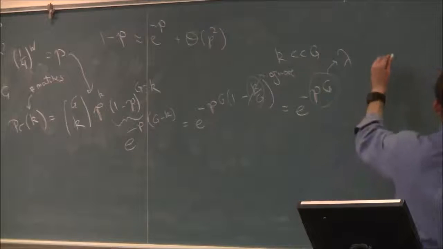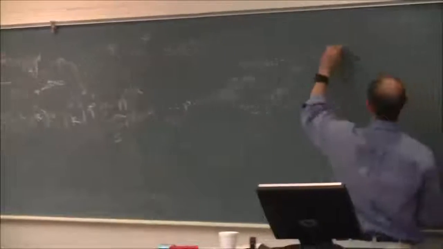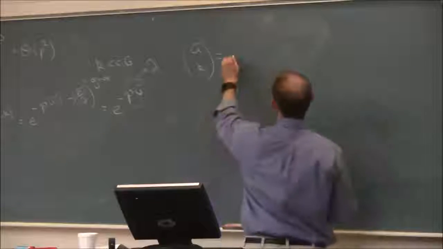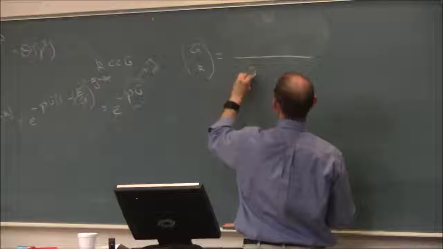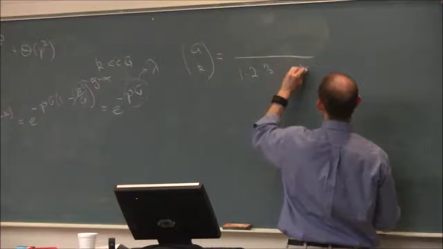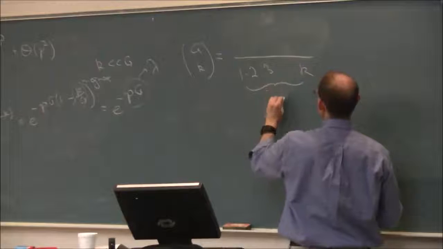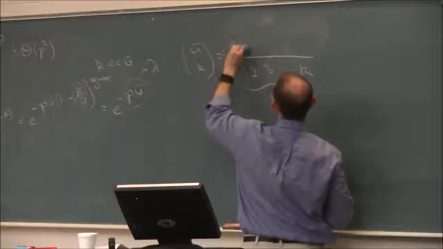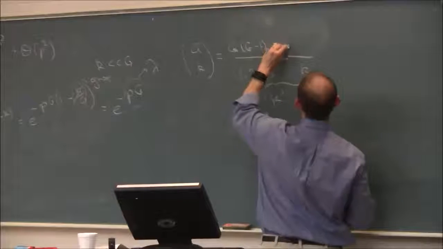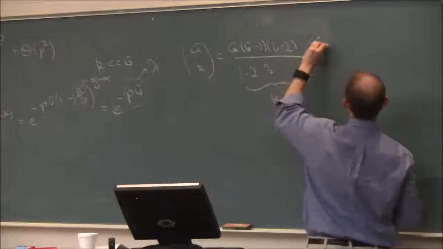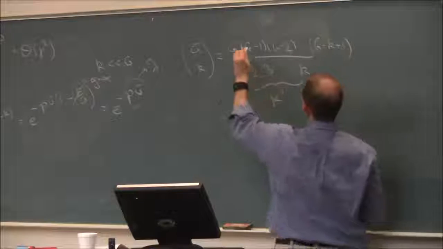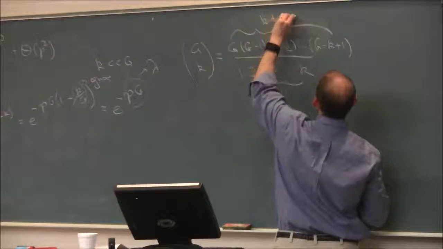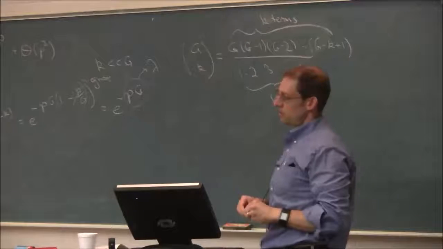Okay, so now we're going to do this combinatorial factor. If you remember what these are, on the bottom it's 1 times 2 times 3 all the way up to times k. So that's k factorial. And on the top, you have g, and then g minus 1, g minus 2, all the way up to g minus k plus 1. So here we have k terms. So that's the standard combinatorial factor.